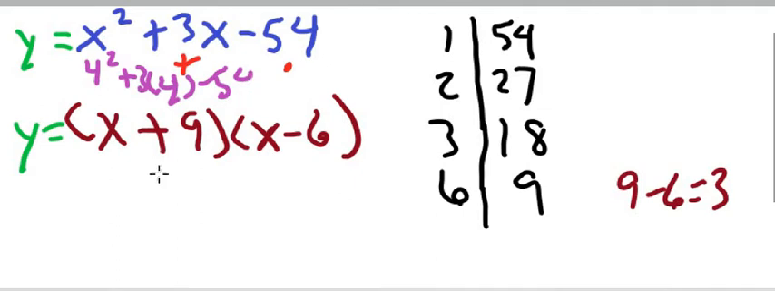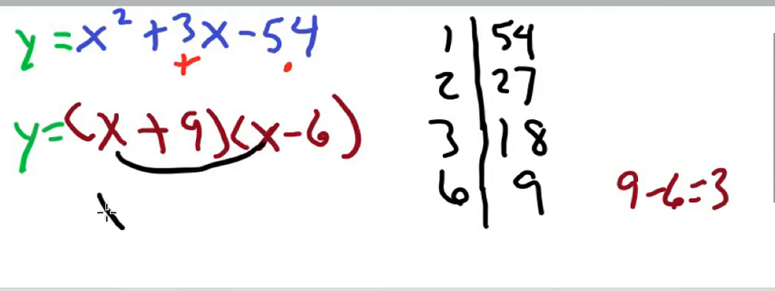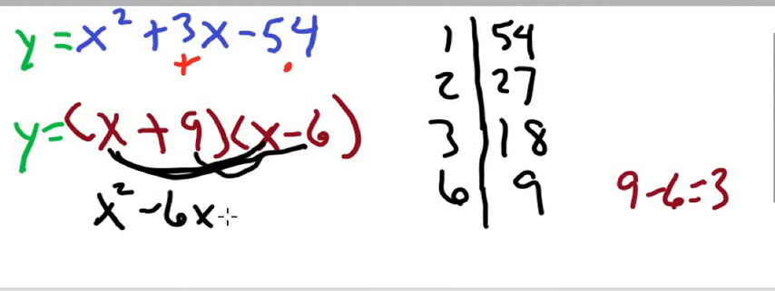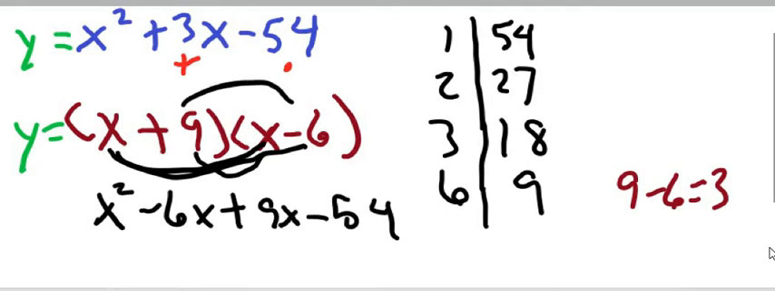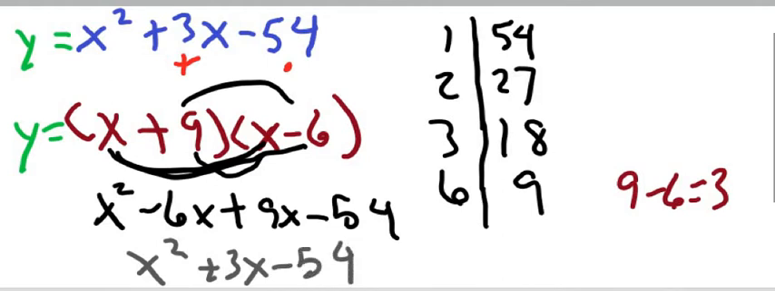The other way you could make sure that you got it right is to FOIL this back out. So x times x, okay, that's x squared. X times negative 6, that's negative 6x. 9 times x is 9x. And 9 times negative 6, that's negative 54. Combine like terms in the middle there. So we get x squared plus 3x minus 54. So we got back to the same thing. That means we did it right.